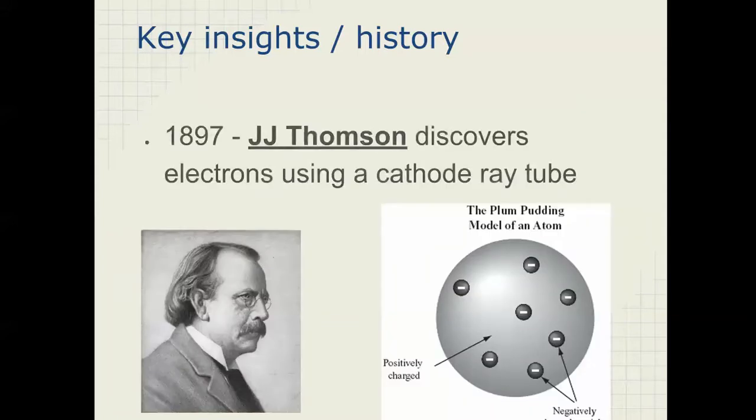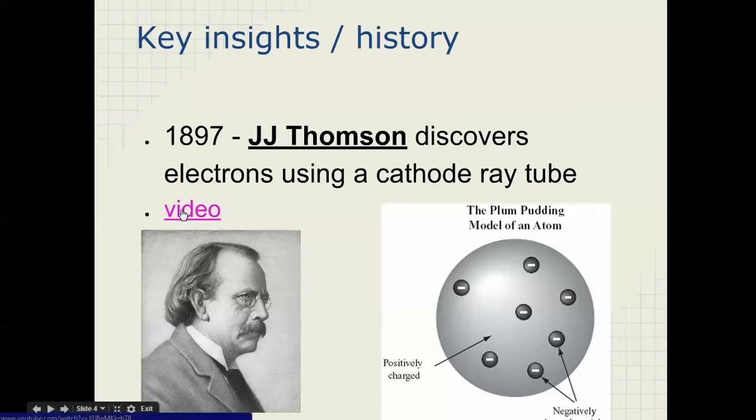Then there was another guy. His name was J.J. Thomson. He used a little device called the cathode ray tube. And I'm going to let my buddy here talk to you about what exactly a cathode ray tube is and what J.J. Thomson did.